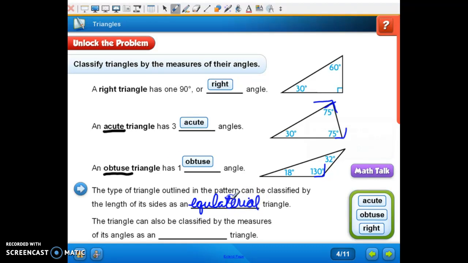And that is based on the number of, or the size of the sides. It can also be classified by its measures of angles. And what did we say? That it was going to be acute. So when you're classifying by sides, what are the three things? Equilateral, isosceles, and scalene. If we're classifying by angles, they can be acute, obtuse, or right.